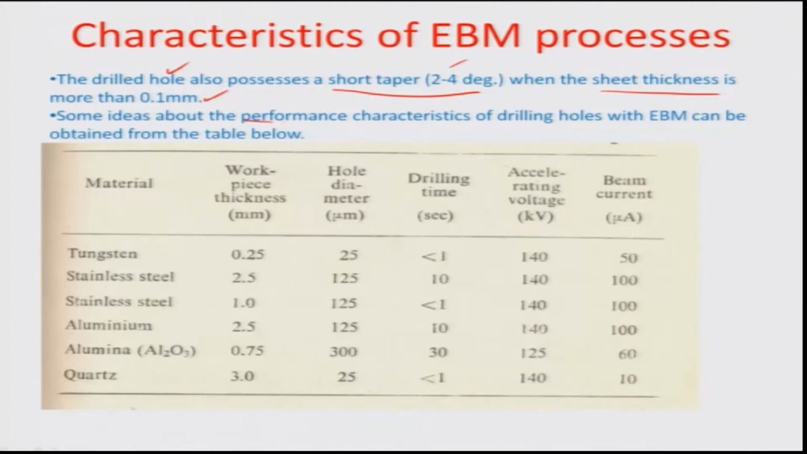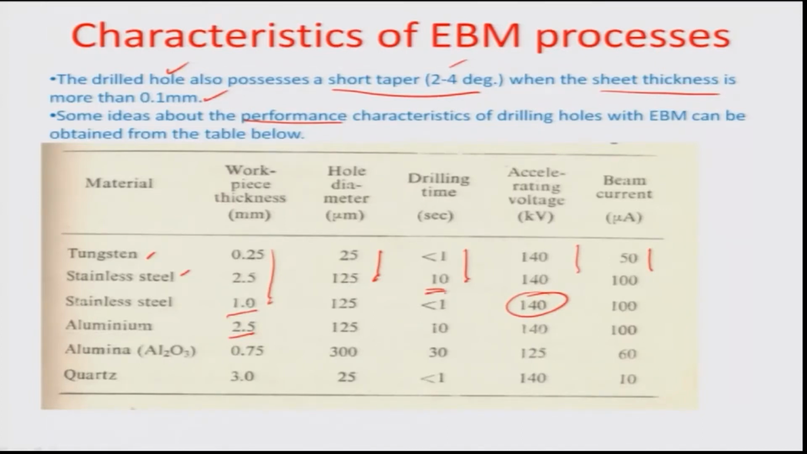So, these are some performance parameters about the drilling of holes with different workpieces, for example, if you are drilling in tungsten, stainless steels, aluminum, alumina, quartz, you have different workpiece thicknesses, hole diameters, drilling times, accelerating voltages and beam currents which are being given in this particular illustration, this table. So, you can see the very high accelerating voltages which have to be hit upon for drilling not very high thicknesses in the range of 2.5 mm to 1 mm, okay, and you have excessively high drilling time.